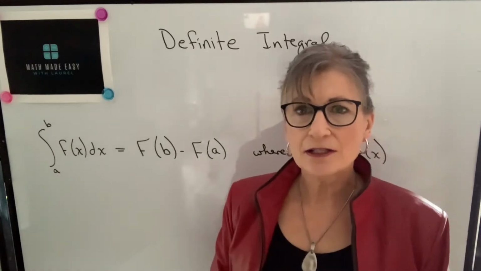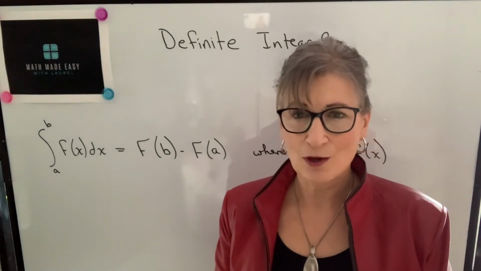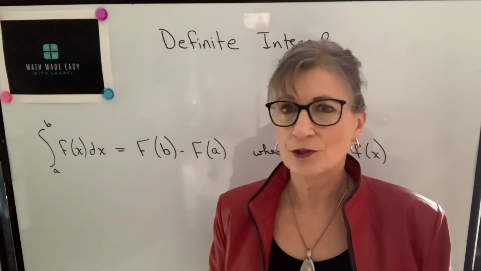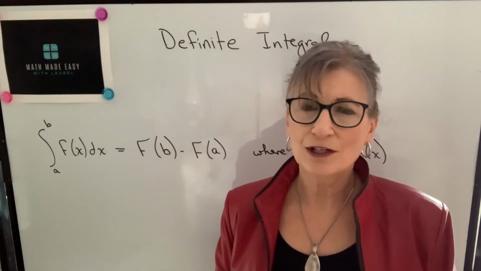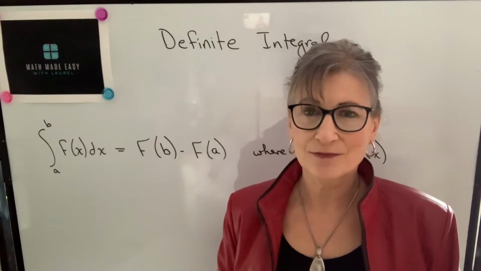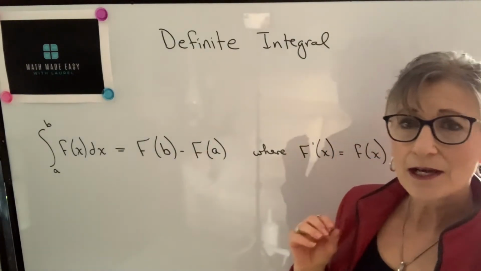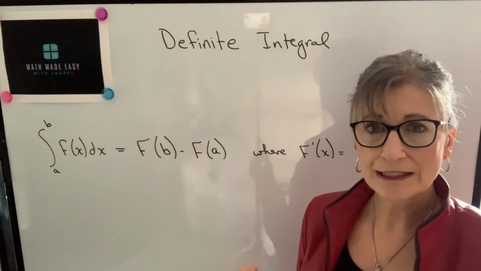Because you're subtracting those two integrals and each one has the same constant attached, when you subtract the one constant from the other, it disappears. So we don't worry about constants when we're doing definite integrals. This is called the Fundamental Theorem of Calculus, and I want to just show how this works with an example.